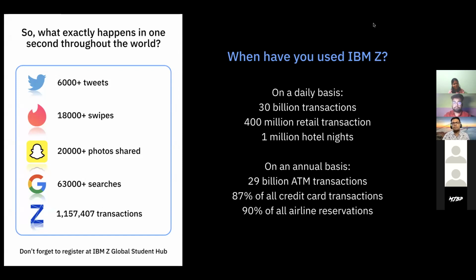When you use IBM Z, on a daily basis 30 billion transactions are happening, 400 million retail transactions, 1 million hotel nights. On an annual basis it counts up to 29 billion ATM transactions all over, 87% of all credit card transactions, and 90% of all airline reservations.